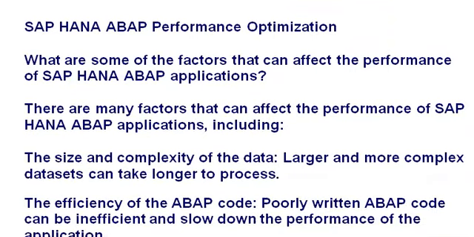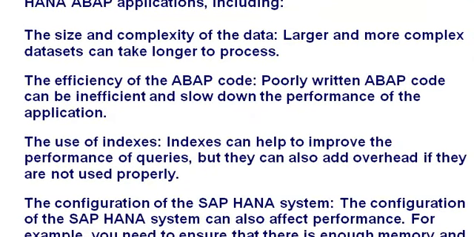We've got something called SAP HANA ABAP performance optimization. So what are some of the factors that can affect the performance of SAP HANA web applications? There are many factors that can affect the performance of HANA web applications, including the size and complexity of the data. Larger and more complex data sets can take longer to process. The efficiency of the ABAP code. Poorly written ABAP code can be inefficient and can slow down the performance of the applications.